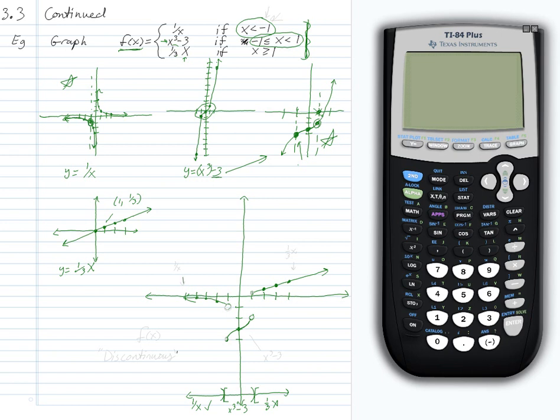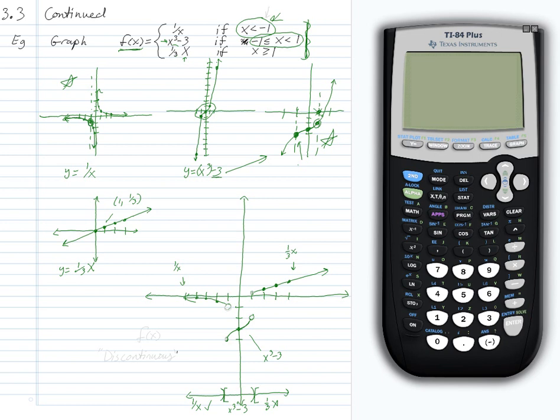So there we have 1 over x in the region where it's supposed to occur. Here we have x cubed minus 3 in the region that it is supposed to occur. And here we have 1/3 x in the region in which it is supposed to occur.